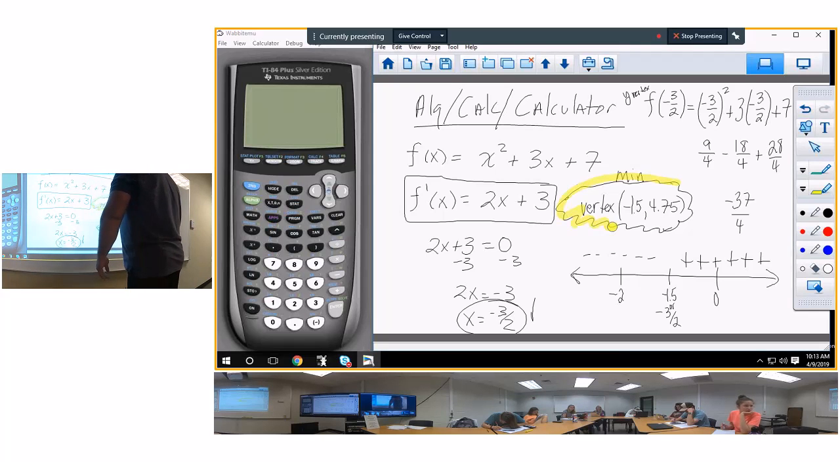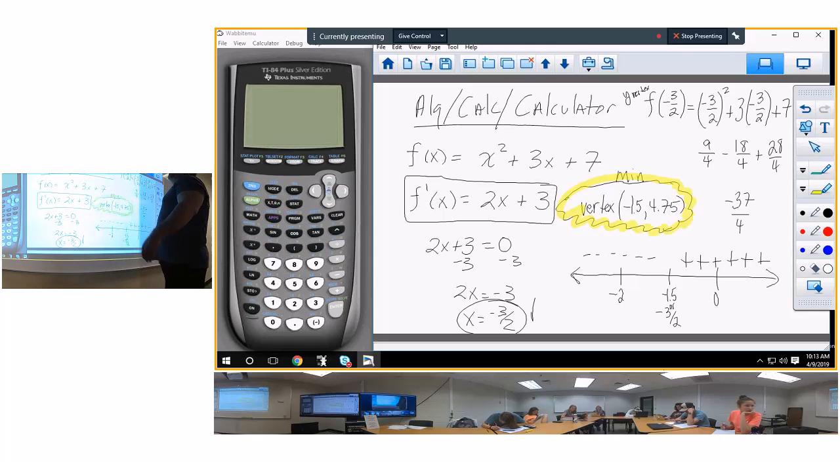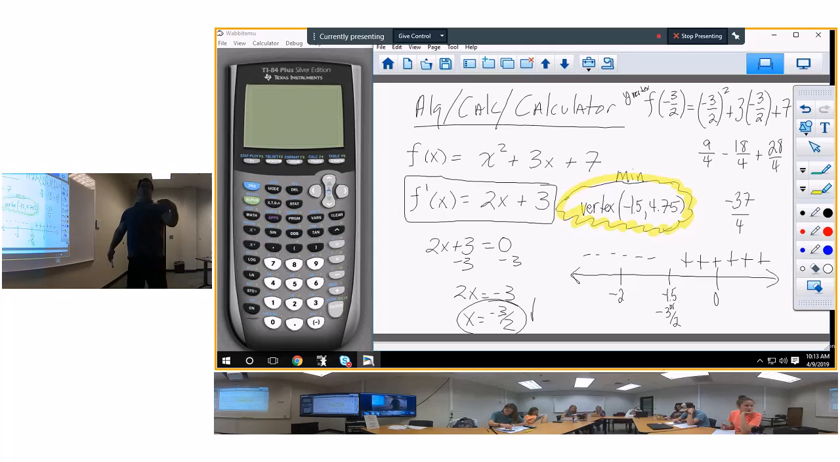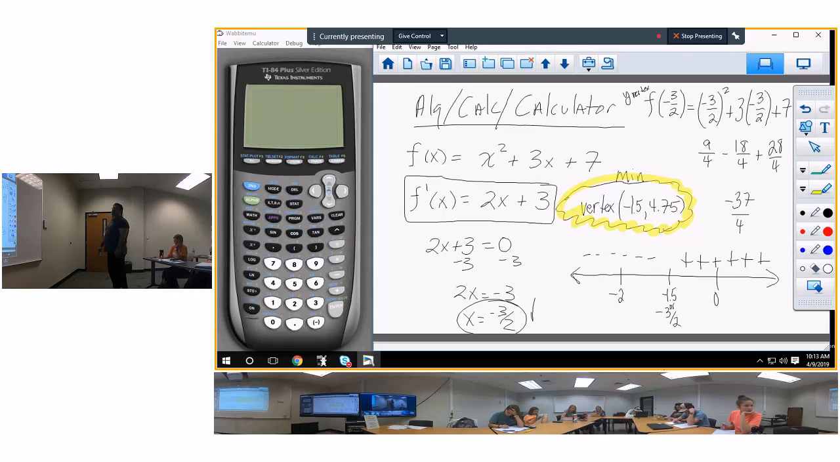Now I want everybody to use completing the square or your calculator and graph x squared plus 3x plus 7 and check to see if you got all the same stuff I've got.